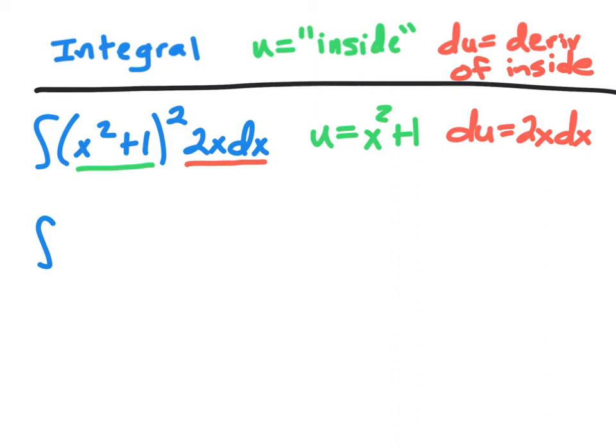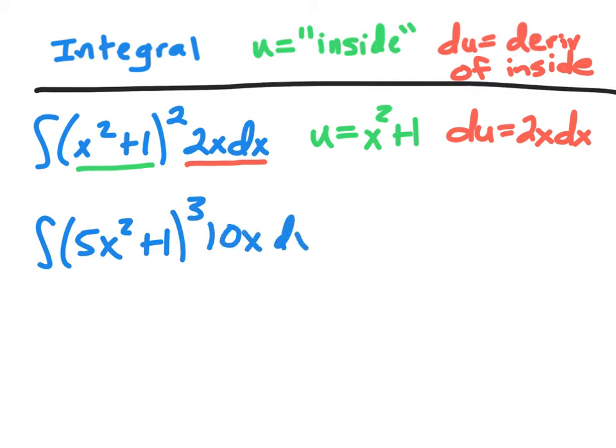So let's say I have the integral of (5x squared plus 1) cubed times 10x dx. So I'm going to let u equal the inside function. Well, I see that 5x squared plus 1 is being raised to the third power. So I'm going to make u equal 5x squared plus 1. And then to calculate du, all I need to do is differentiate u. And so the derivative of 5x squared plus 1 is 10x dx.